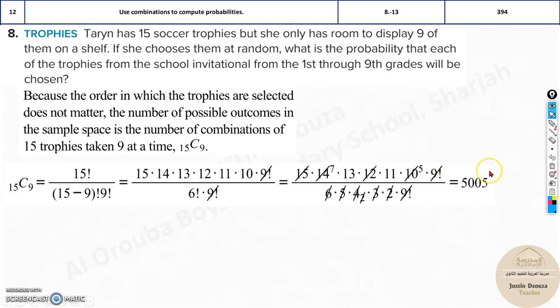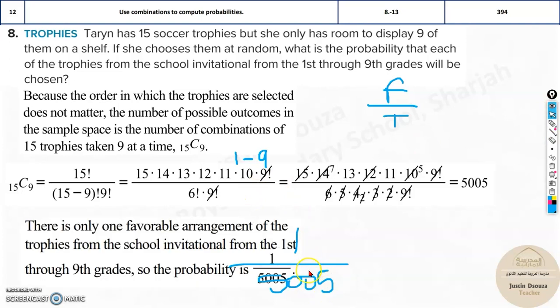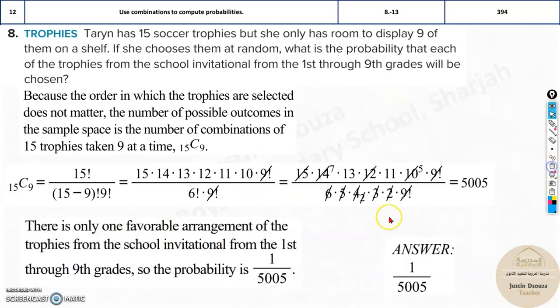Now this 5,005 is not the answer. This is the total possibilities. We know probability is always what? Favorable outcomes divided by total possibilities. So this is in the denominator. 5,005 is the total. What are the favorable outcomes? The favorable outcome is 1 to 9, so this is only 1. So 1 to 9 must be selected. It's only one possibility. So your probability is 1 by 5,005. That is the answer.